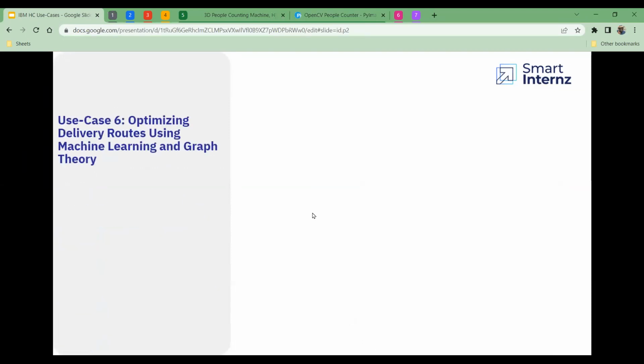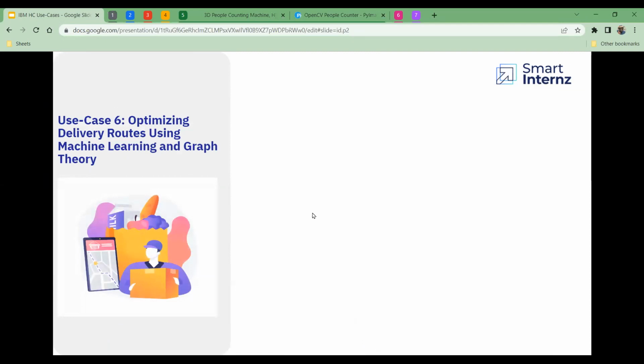Let's dive into use case number 6: optimizing delivery routes using machine learning and graph theory. Let's see why we need to optimize delivery routes. As you all know, there are a lot of delivery apps nowadays. Previously we used to have Amazon, DTDC, and Flipkart, but nowadays we have Swiggy, Instamart, and Zomato also delivering things.